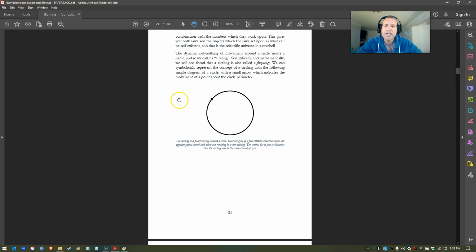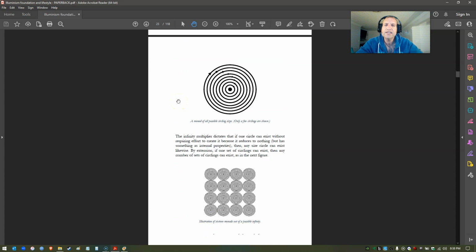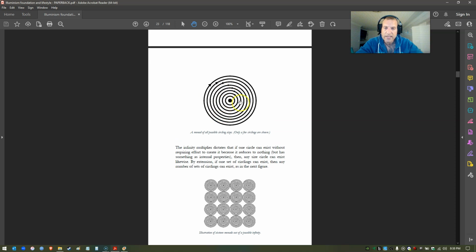But of course, you apply the infinity multiplier, and it ends up that you have sets of circlings that are arranged into monads. This is basically what your monad looks like, what your soul looks like. This is a diagram of your soul. These are the low frequencies way out here, the large circles, and on the very inside, those would be the highest frequencies. And of course, there's a black dot in the middle.